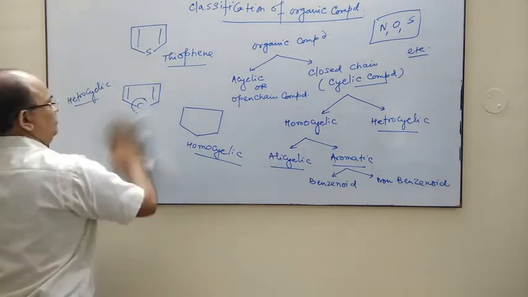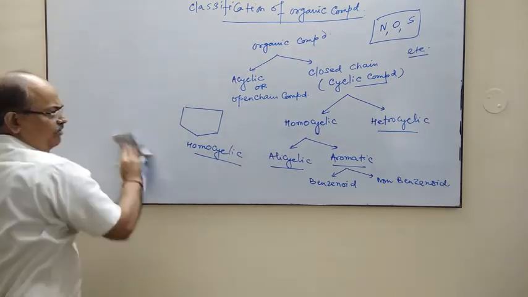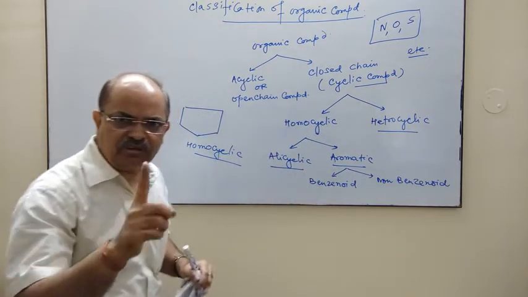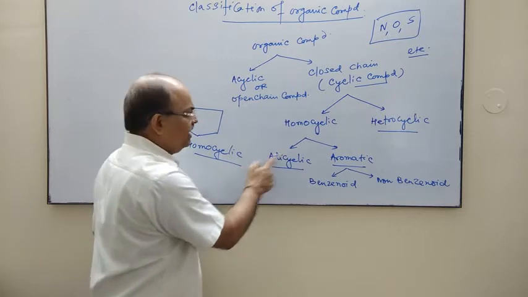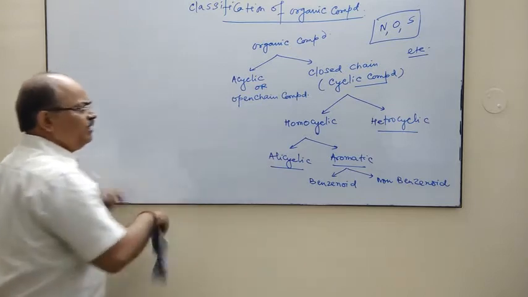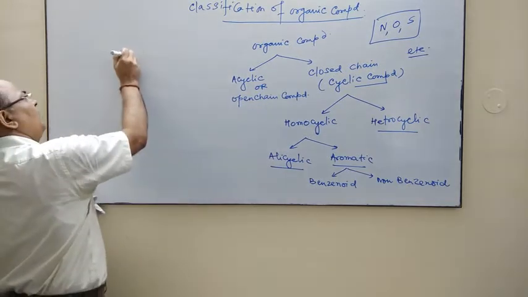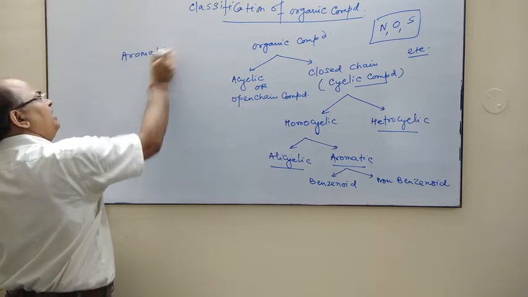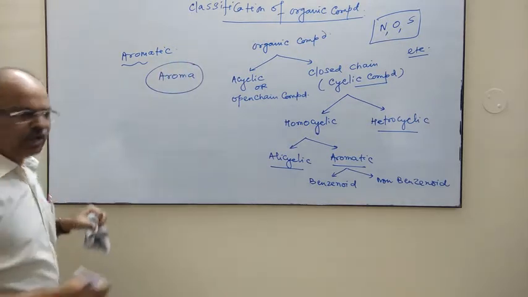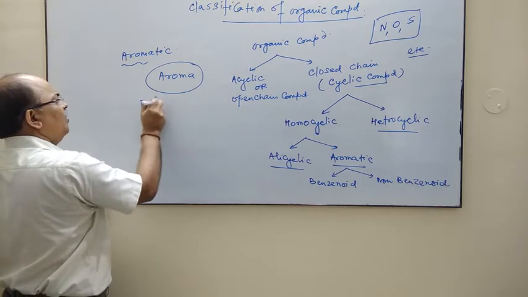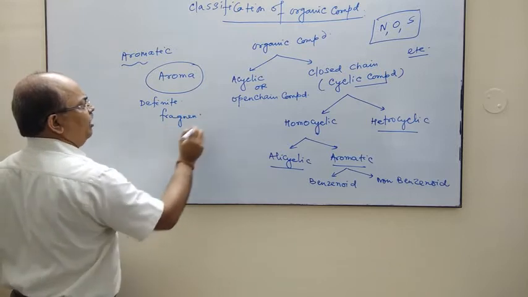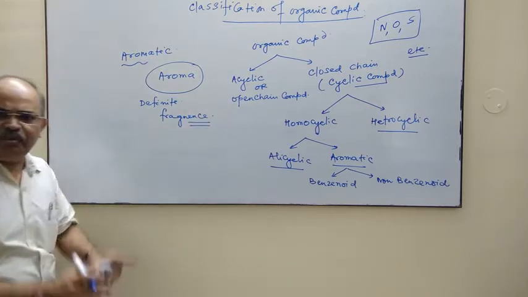Similarly, the homocyclic compound is further of two types. One is called alicyclic, another is called aromatic. What is the difference between alicyclic and aromatic? Aromatic compound, it stands for a Greek word aroma. Aroma means a definite smell, a definite fragrance, a special type of fragrance, a special type of smell.